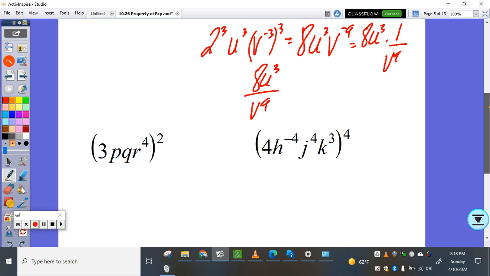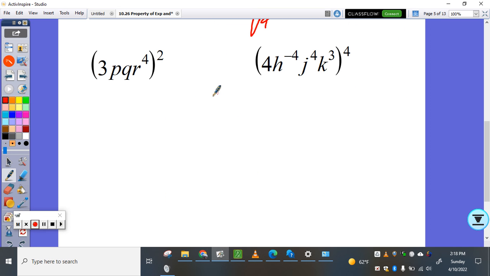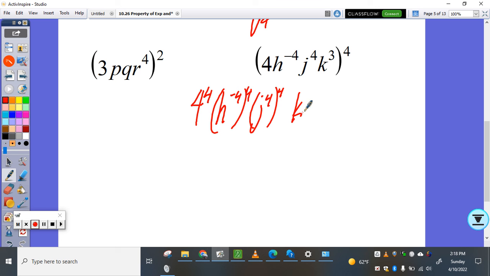We will look at one more example. This last one, we have 4 to the 4th power. We have h to the negative 4 to the 4th power. We have j to the 4th to the 4th power. And we have k to the 3rd to the 4th power. 4 to the 4th, I believe, is 256. H to the negative 4 to the 4 is h to the negative 16. J to the positive 16.